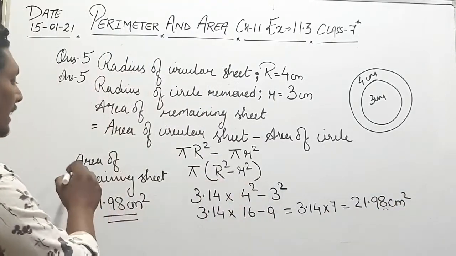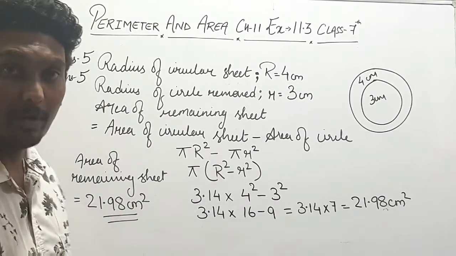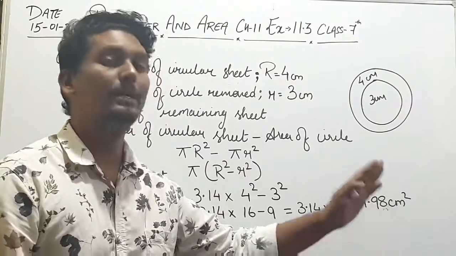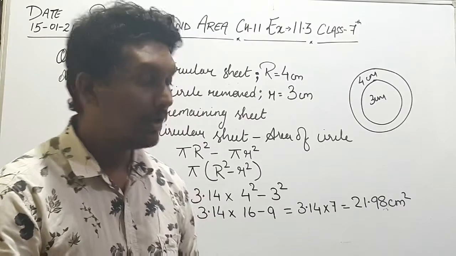Therefore, the area of the remaining sheet that you have to find out is 21.98 centimeters square. Hope it is clear to you.